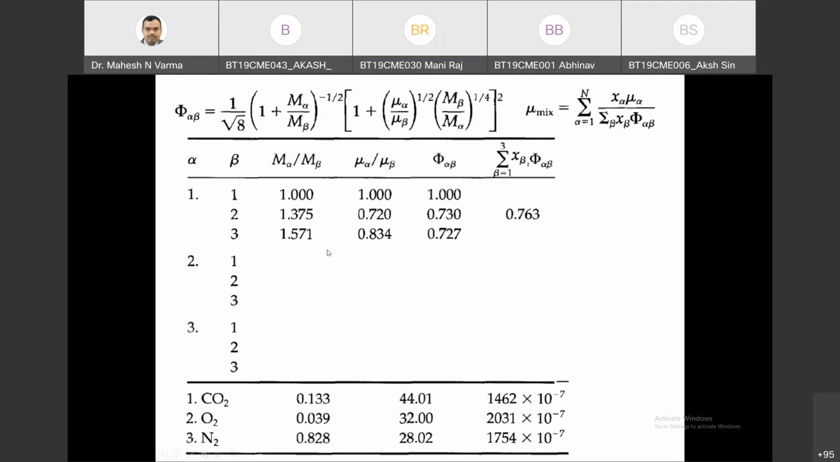Similarly, you can get this for beta varying; this is for alpha equals 1. You get it for alpha equals 2, alpha equals 3, and sum it over here. So what will be the value here?